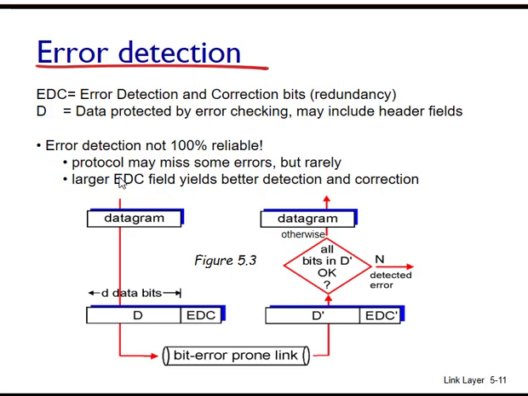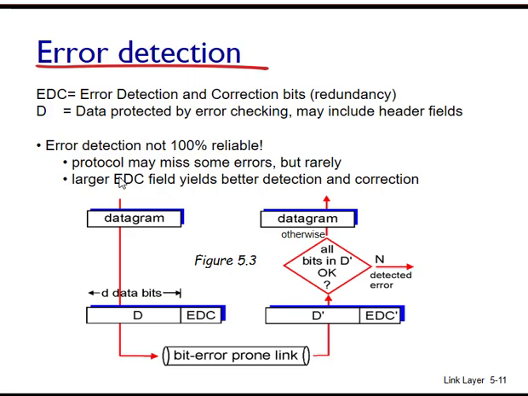At the receiving node, a sequence of bits, that would be D' in your graph there, and the error detection and correction bits is received. Note that the data and the error detection and correction bits may differ from what was originally sent because of in-transit bit flips. The receiver's challenge is to determine if the data it received is the same as the data that was originally sent.